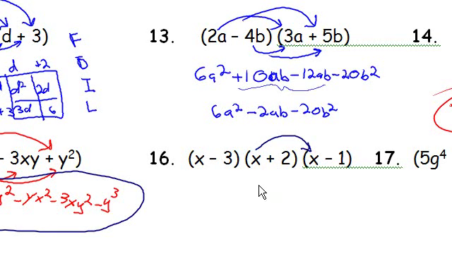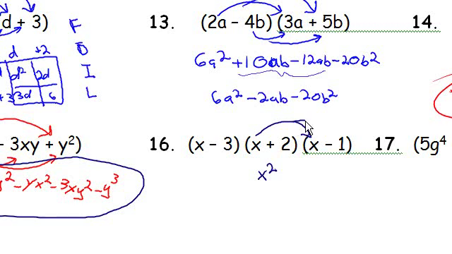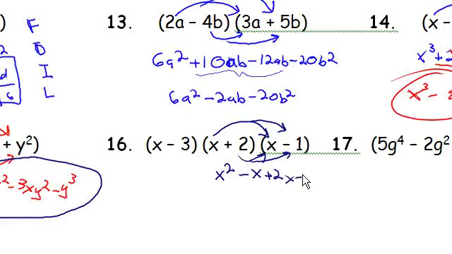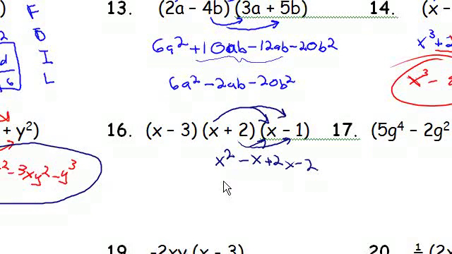So x times x is x squared. X times negative 1 is negative x. 2 times x is 2x. And 2 times negative 1, I'll continue to be consistent, draw my arrows, is negative 2. Let's combine the like terms that we see, so that gives us x squared plus x minus 2.